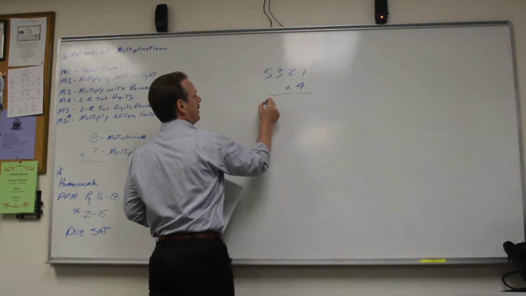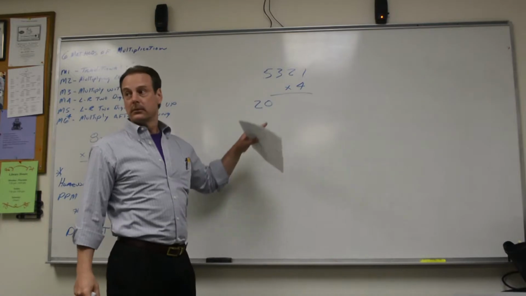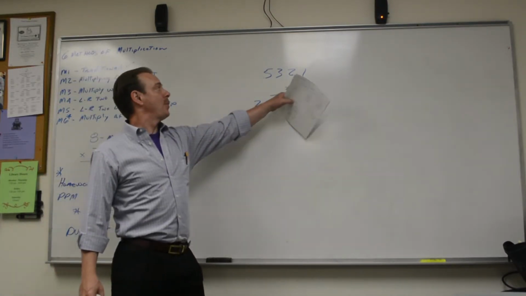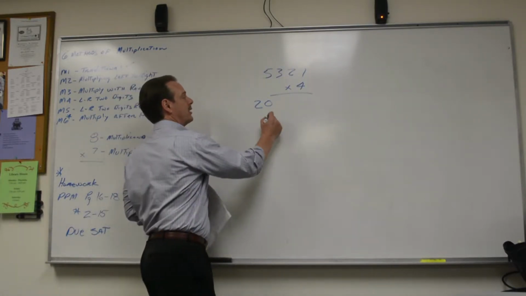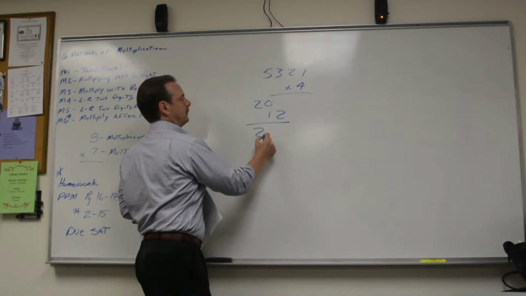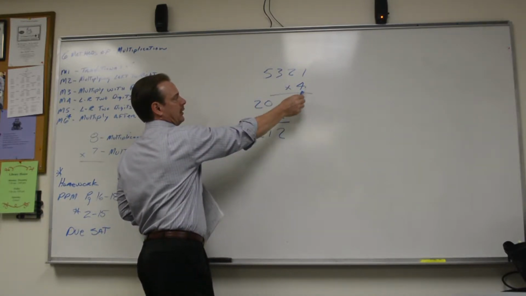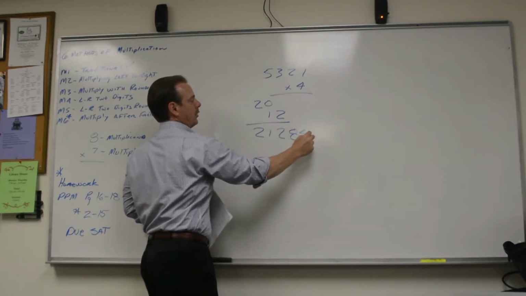4 times 5 is 20, so 0, 2. Hold on. times 4. 4 times 3 is 12, right? So that 1 has to be carried over to the next column, so it goes there. So we're aligning with the 3 now, right? 4 times 2 is 8. 4 times 1 is 4. You're done.